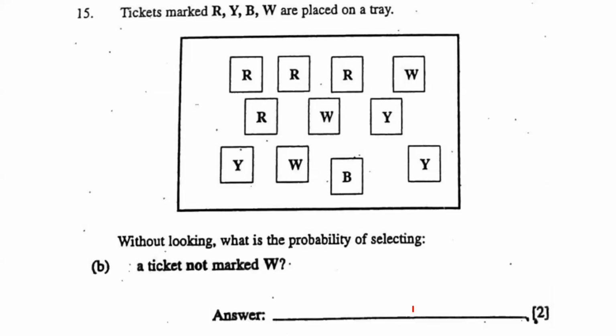Okay, let's move on to question 15B. It says, without looking, what is the probability of selecting a ticket not marked W? So how many tickets are not marked W? Well, let's count. 1, 2, 3, 4, 5, 6, 7, 8. So there are 8 tickets that are not marked W. And so the probability of selecting a ticket not marked W is going to be 8 over 11, because there are 8 tickets that are not marked W, and it's out of 11. The whole tray has 11 tickets.